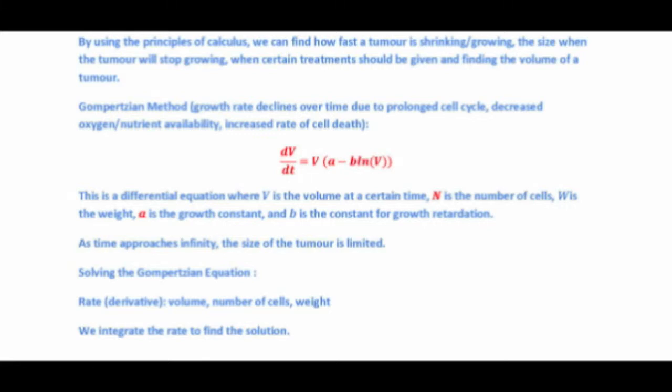This is a differential equation where V is the volume at a certain time, N is the number of cells, W is the weight, A is the growth constant, and B is the constant for growth retardation. As time approaches infinity, the size of the tumor is limited.